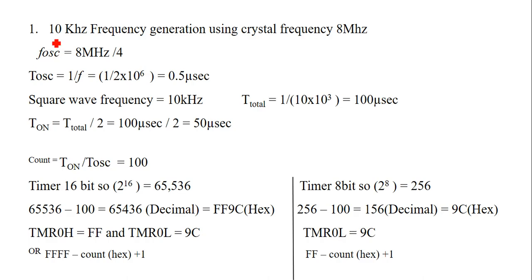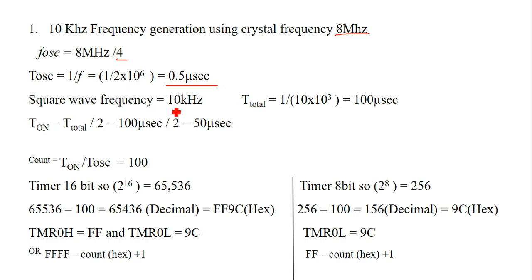Here we generate a square wave with frequency 10 kHz using a crystal frequency of 8 MHz. We are using the internal clock frequency, so first it will be 8 MHz divided by 4. Without prescaler, there is no need to divide by one more number, so only 8 MHz divided by 4. We know the relation between time and frequency: both are inversely proportional. So T oscillator is equal to 1 upon F oscillator, which gives the value 0.5 microseconds.